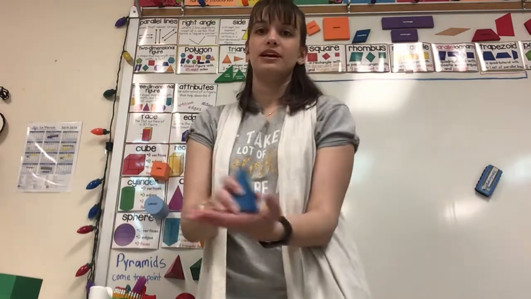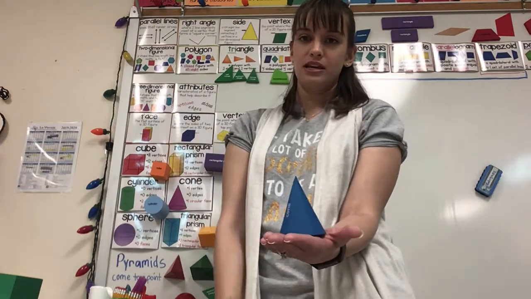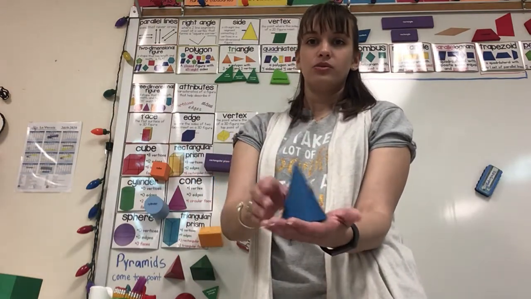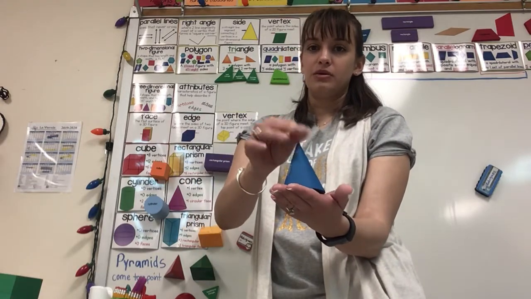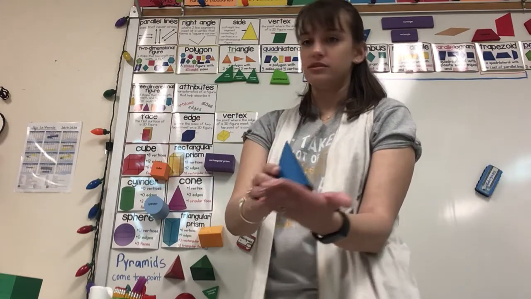A cone, how many flat surfaces? Has 1 face or base. Well, there's not another face or base to meet to form an edge, so no edges, but it has 1 vertex, 1 point.